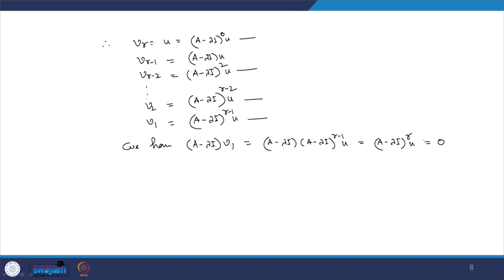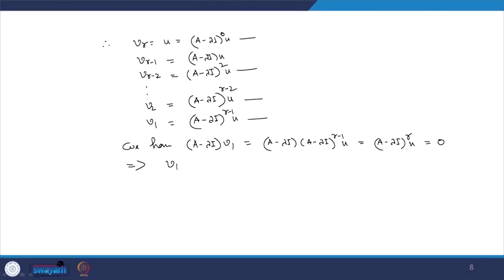This is equal to 0, because we know U is the vector satisfying (A − λI)^R operating on U equal to 0. So, this implies V1 is an eigenvector.